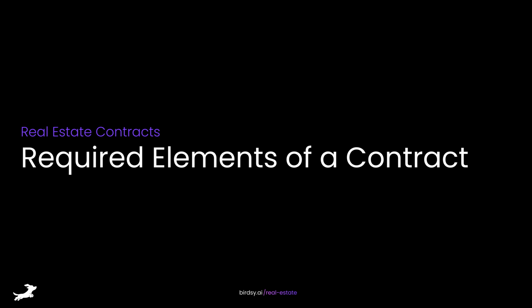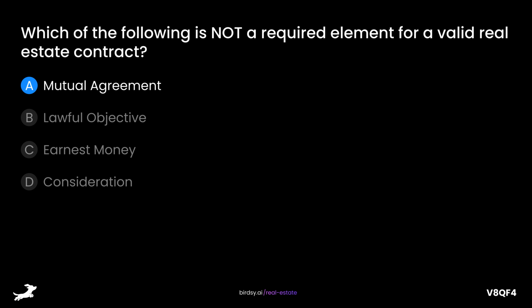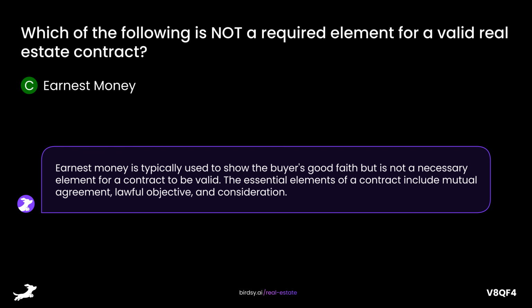Real estate contracts. Required elements of a contract. Which of the following is not a required element for a valid real estate contract? Is it A, mutual agreement, B, lawful objective, C, earnest money, or D, consideration? The answer is C, earnest money. Earnest money is typically used to show the buyer's good faith, but is not a necessary element for a contract to be valid. The essential elements of a contract include mutual agreement, lawful objective, and consideration.